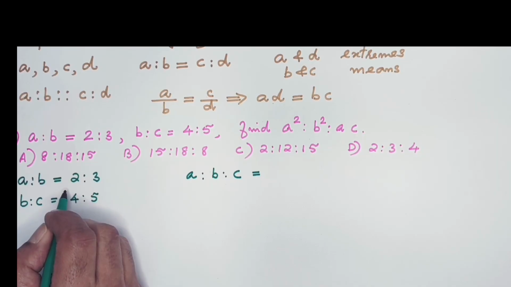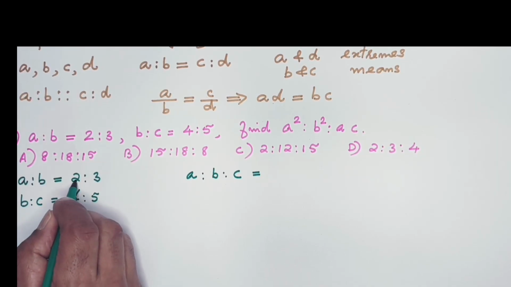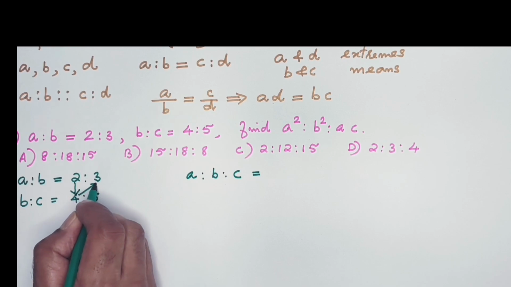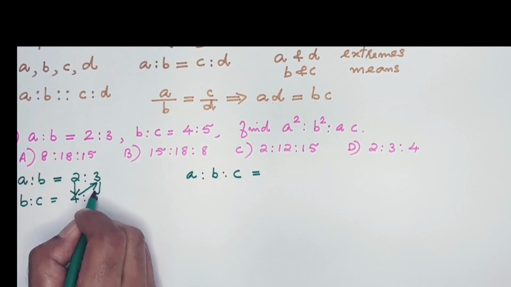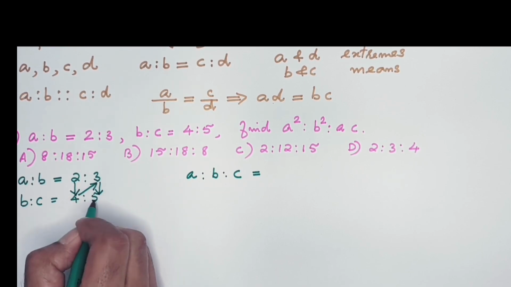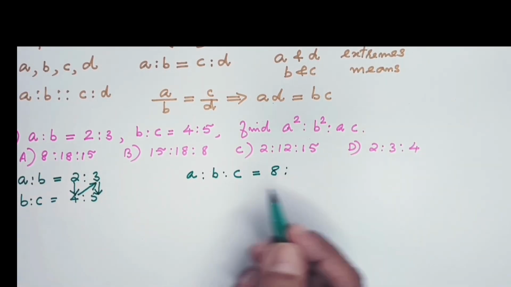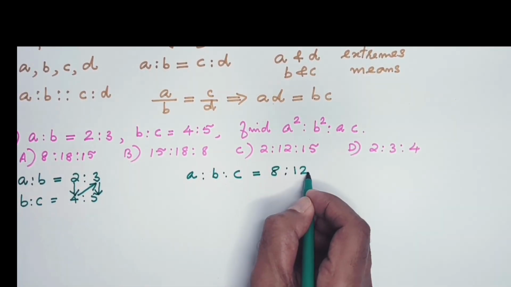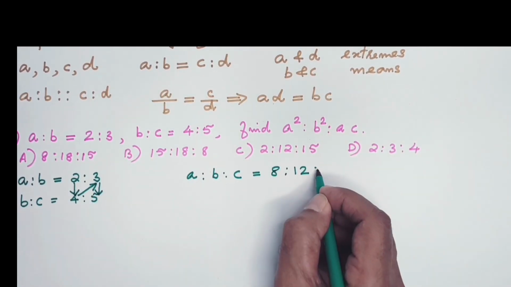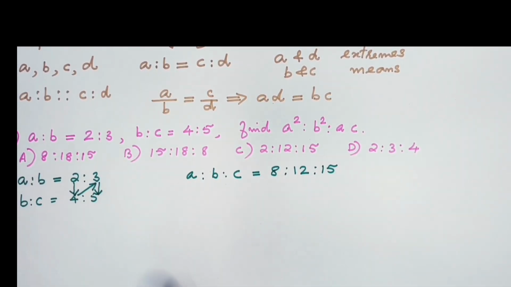There's no method shorter than this. What we do is multiply like this, 2 and 4, then multiply like this, 4 and 3, then again multiply like this. Okay, 2 multiplied by 4, 8. 4 multiplied by 3, 12. 3 multiplied by 5, 15. This is the shortest way to combine two ratios and find out A is to B is to C.